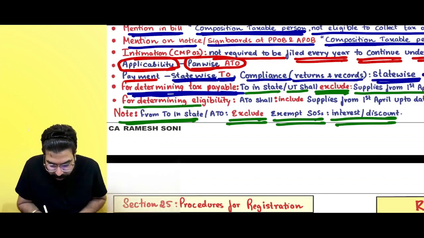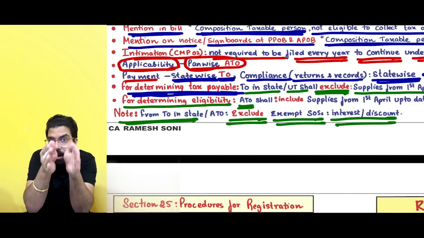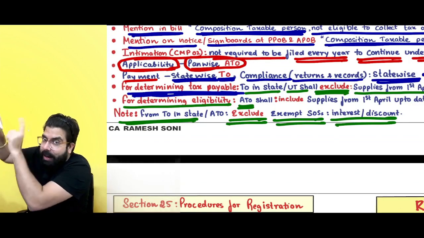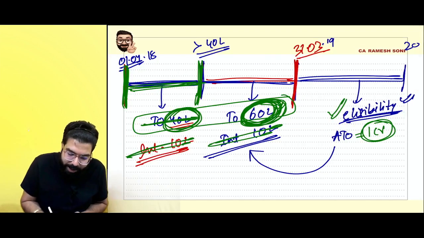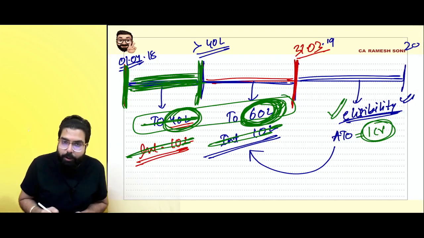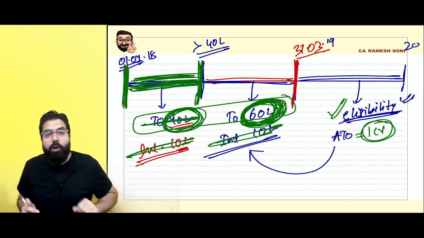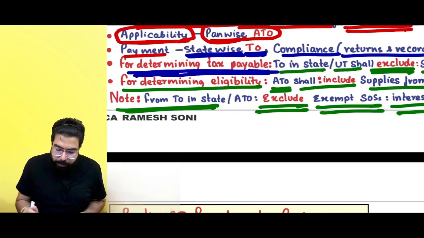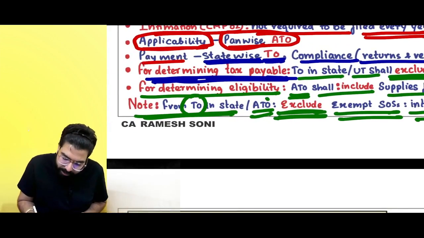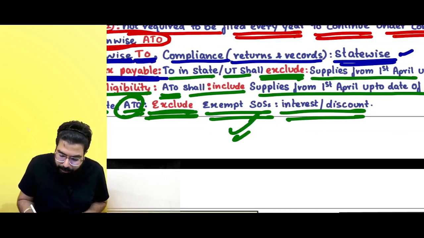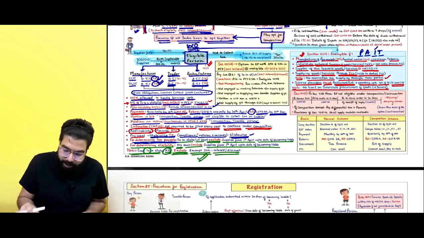Everyone see over here, for determining eligibility, aggregate turnover means when you are checking whether you are eligible or not, you will see last year turnover, and aggregate turnover may always include supplies from 1st April up to the date of becoming liable, means this turnover has to be included. So 60 lakh plus 40 lakh, that is my last year's turnover. Next, sir, but exclude aggregate turnover, whether it is turnover or aggregate turnover, in composition remember, exclude the exempt supply of service, which is interest. Done sir, point is clear.